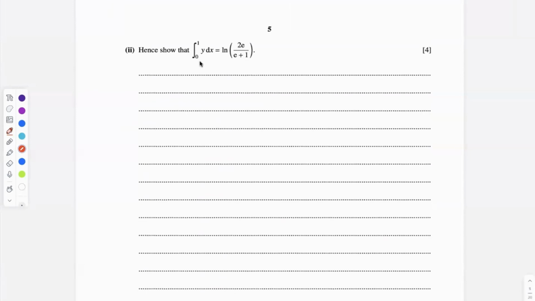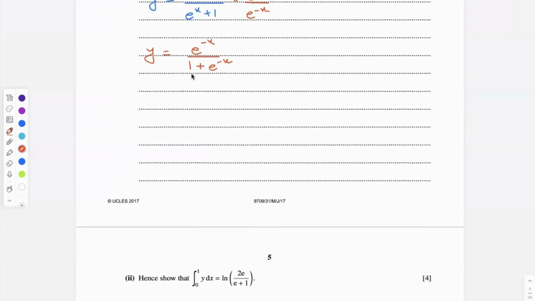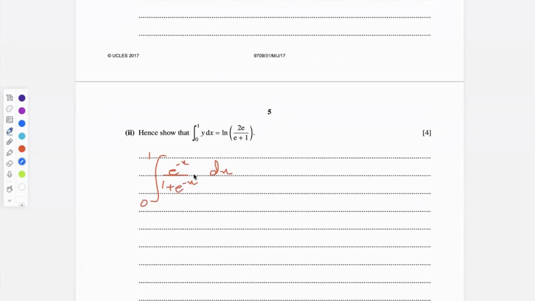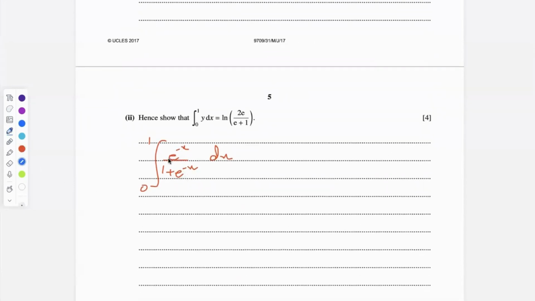Now in part 2, we have to show that the integral of y dx with limits 0 to 1 is equal to ln of 2e upon e plus 1. So in place of y, we can use the substitution e power minus x upon 1 plus e power minus x with the limits 1 and 0. Now, to integrate this, we need the derivative of the denominator in the numerator. If we differentiate e power minus x, that becomes minus e power minus x. And the derivative of the denominator, which is 1 plus e power minus x, will also be minus e power minus x.